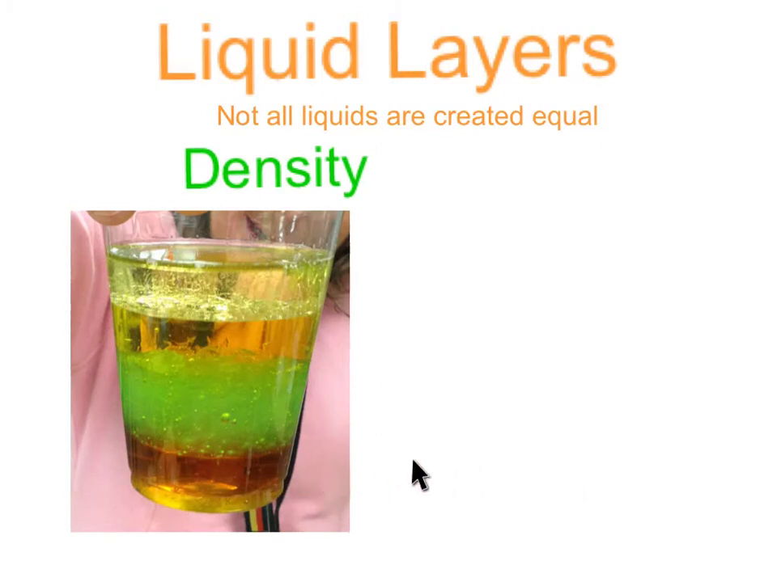Honey is more dense than dish soap. Dish soap is more dense than vegetable oil. Vegetable oil is more dense than rubbing alcohol.